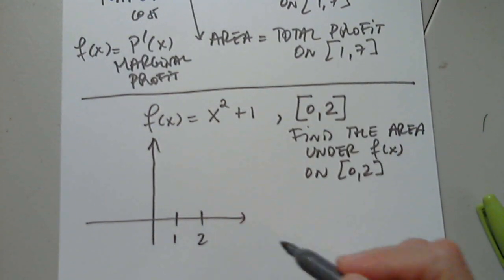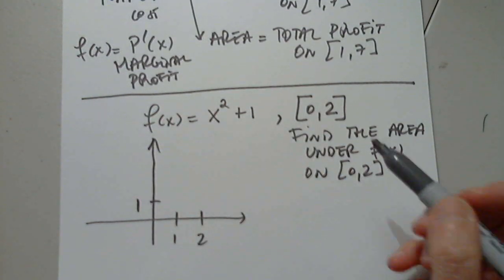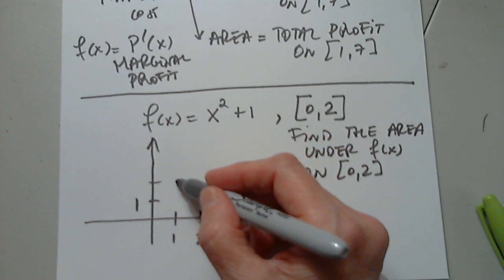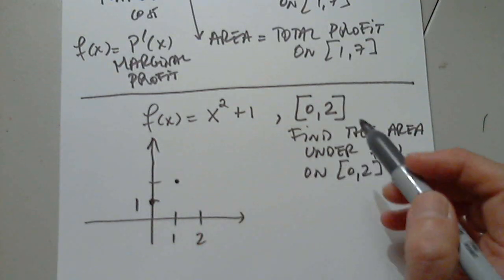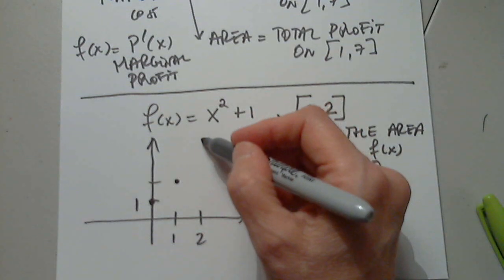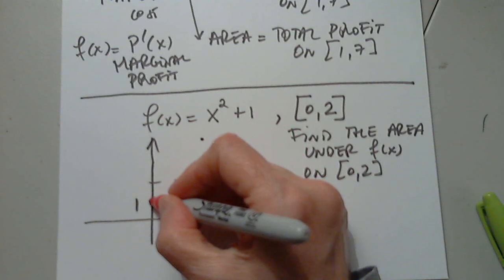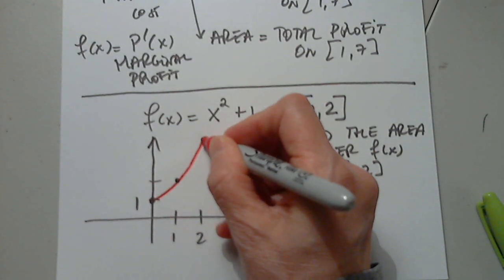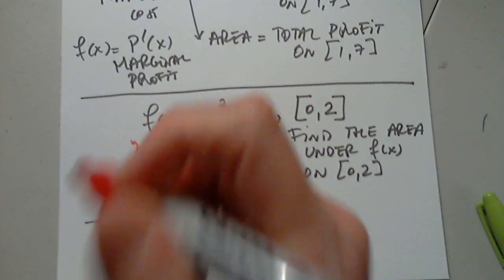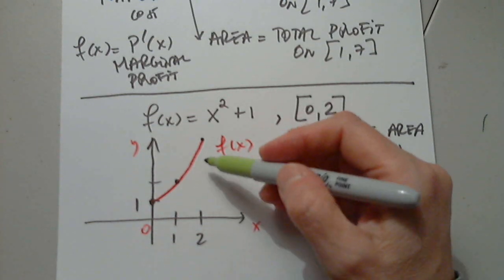When x is 0, 0 plus 1, 1. When x is 1, 1 plus 1, 2. And when x is 2, 2 squared, 4 plus 1, 5. So I'm going to say 5 here. So here's the graph. This is the graph of f of x. And here is the area in question.